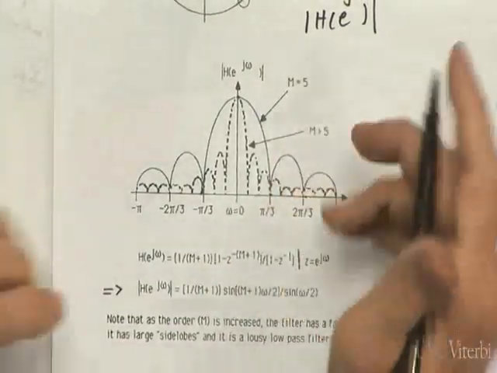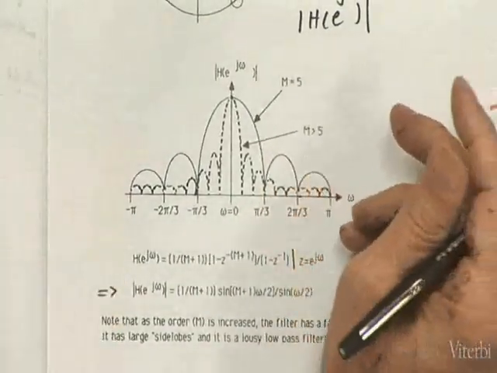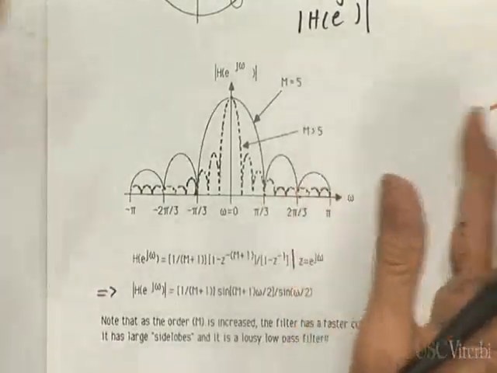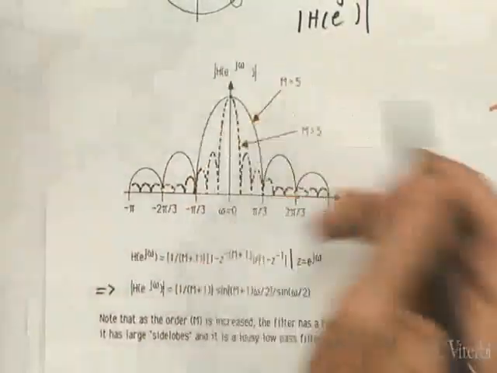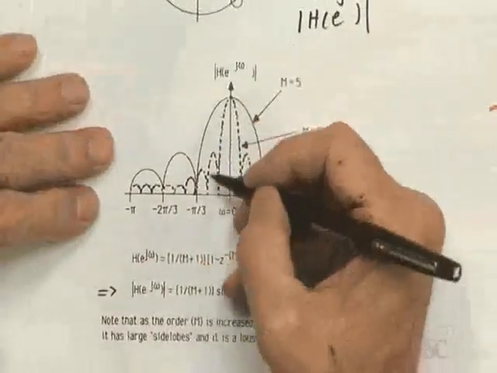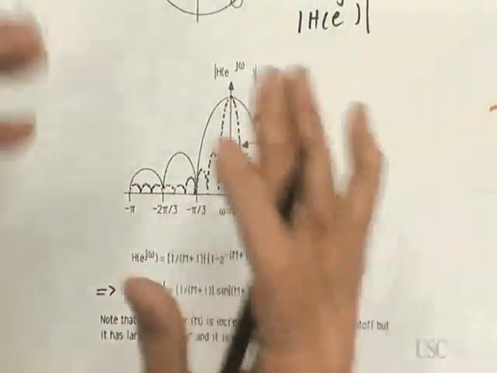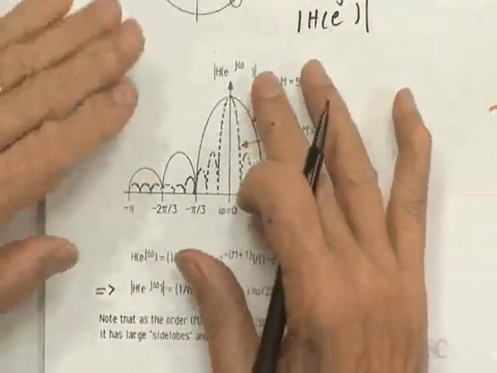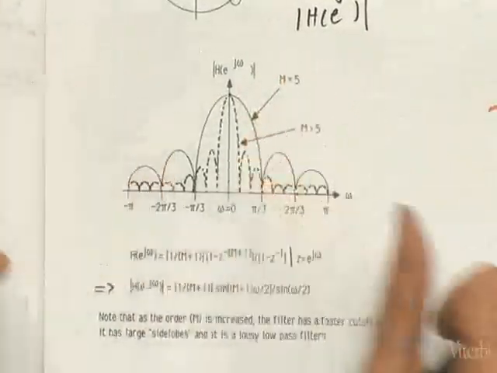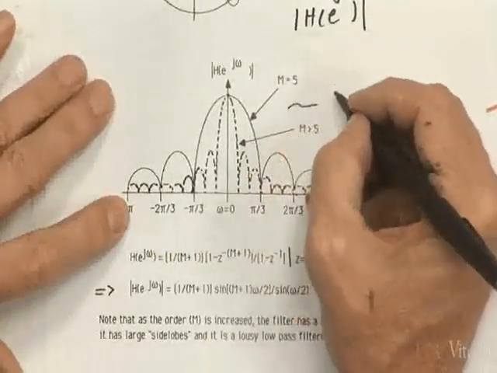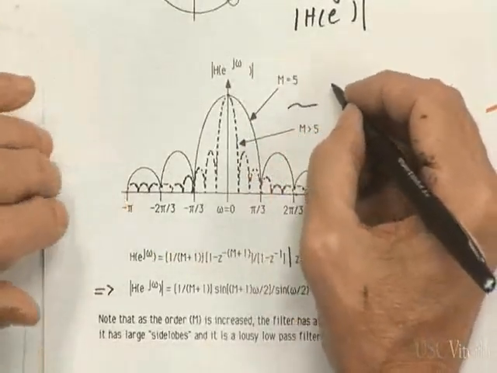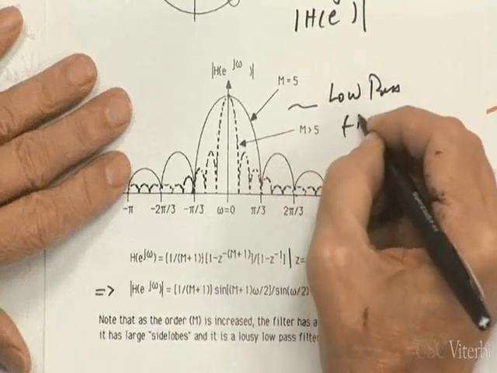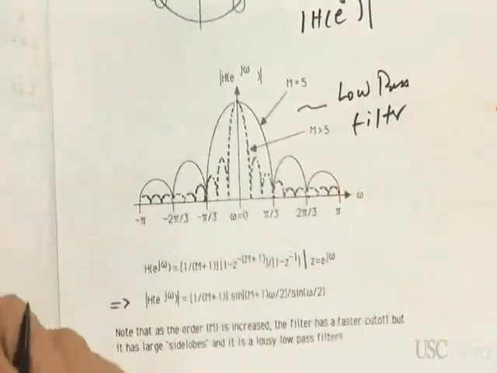This shape is a sinc-type function shape, and it corresponds, believe it or not, to a very crude low-pass filter. In other words, frequencies closer to omega equals 0, low frequencies, are accentuated more than frequencies away. So I will call it a low-pass filter. It's not a great one, but it is a low-pass filter.